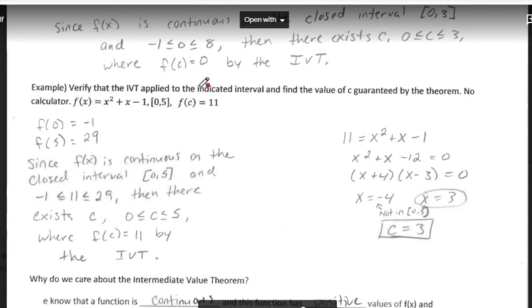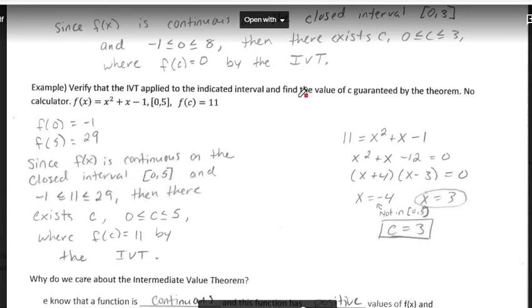So again, we just have to plug the endpoint values of the interval into our function. And we want to see if 11 falls within that interval, and it does because we go from -1 to 29. So in order to get from here to here, you need to go through 11. So that means there does exist an x value such that f of C equals 11.